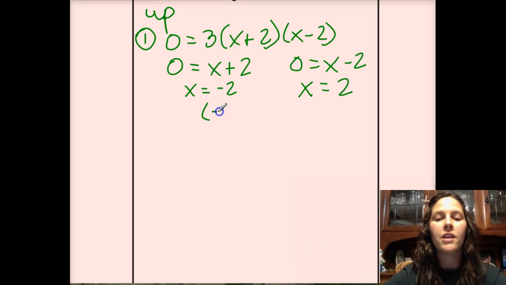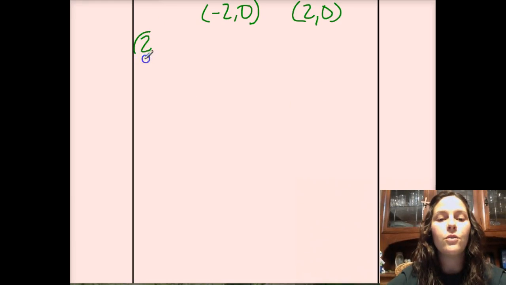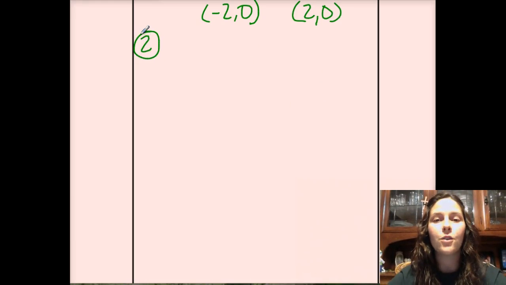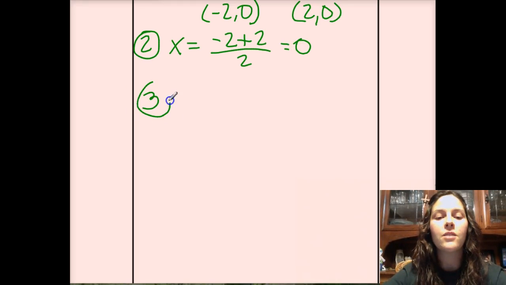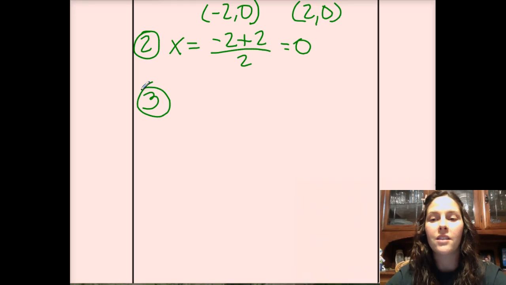Writing those as ordered pairs, we would have -2 for our x-coordinate, and we started by substituting 0 for y, so that's our y-coordinate. Next, we use our zeros to find the x-coordinate of our vertex. So to get our axis of symmetry first, we will add our two zeros together and divide by 2. So this time we have an axis of symmetry of 0, so our vertex will land on the y-axis.